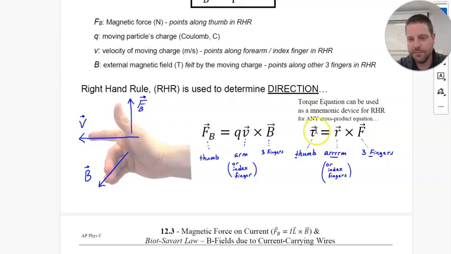In our torque expression, you can see the tau here, the Greek letter T, would be useful for thumb. So we use the torque equation as a mnemonic device here that we can apply to any cross product to see which variable goes with which part of our right-hand rule gesture.